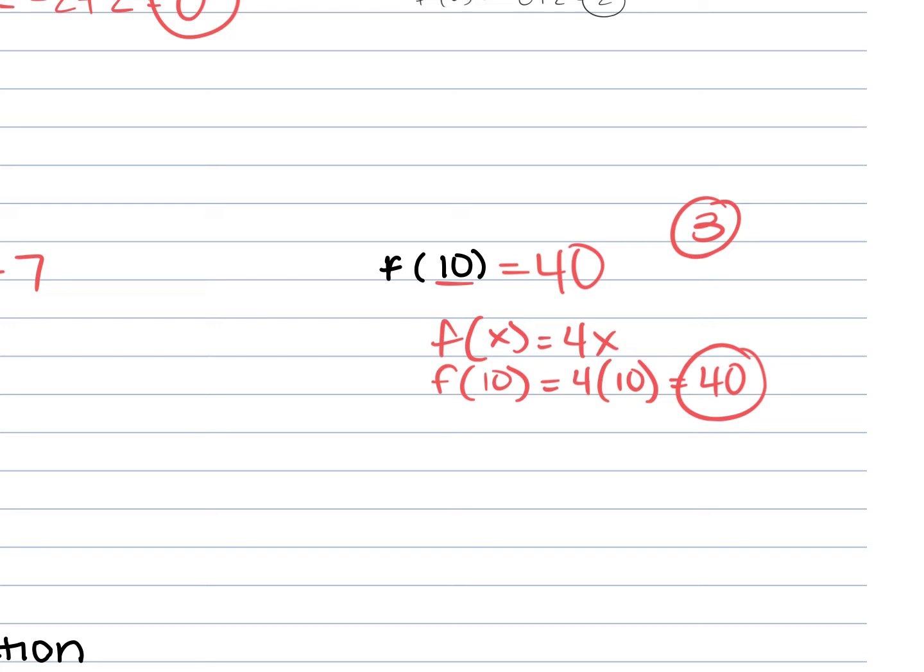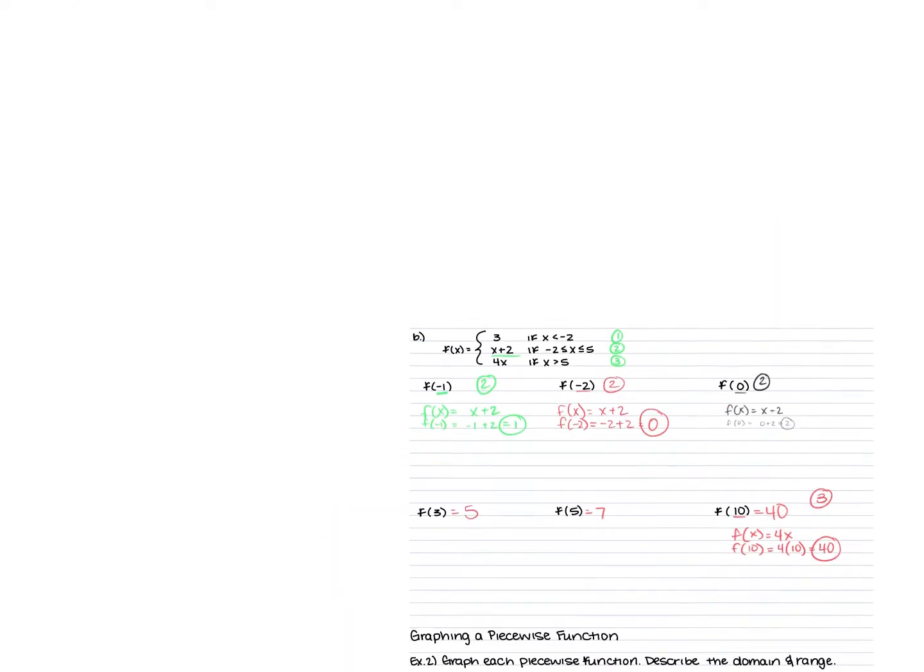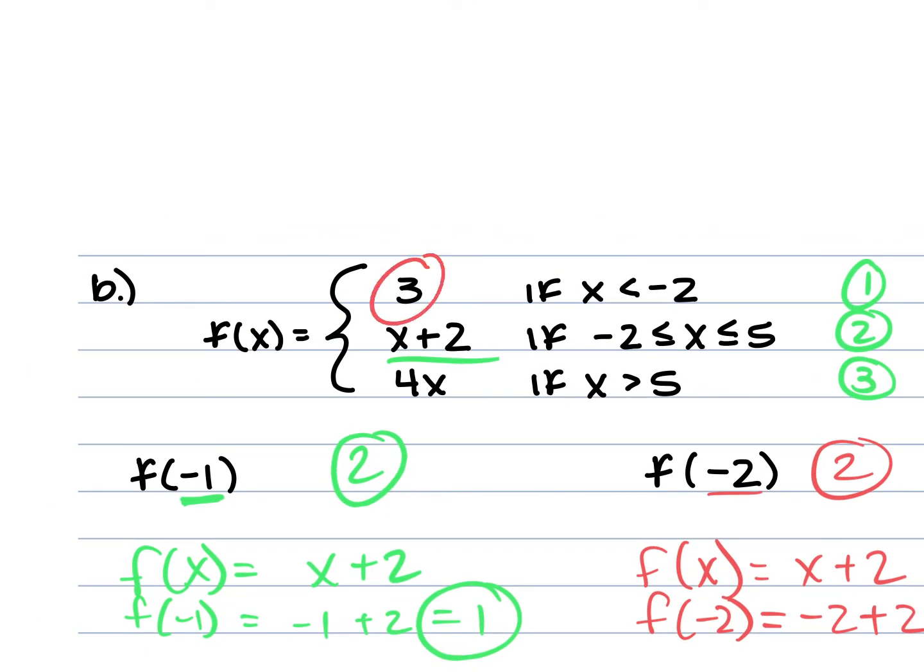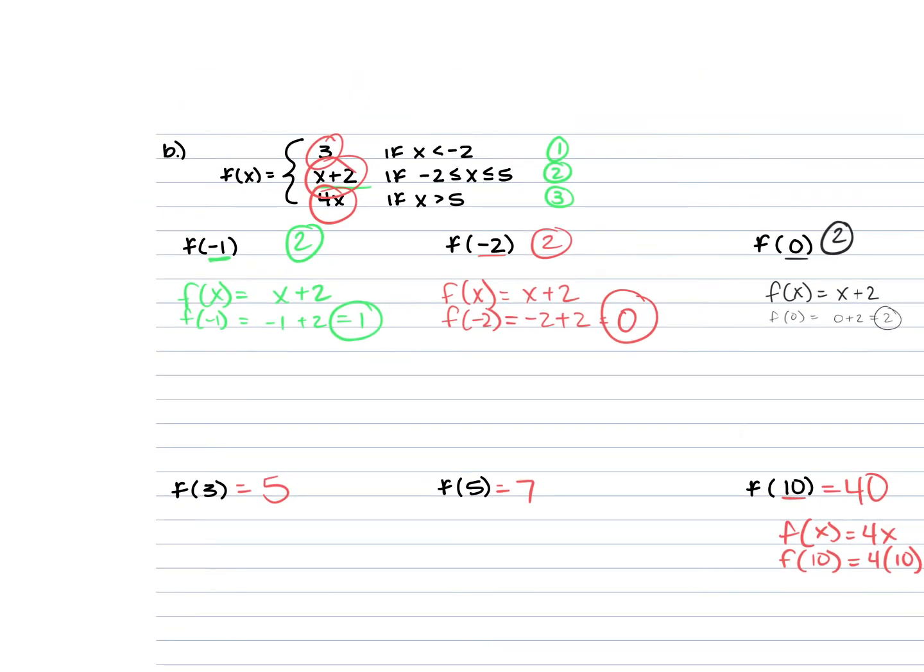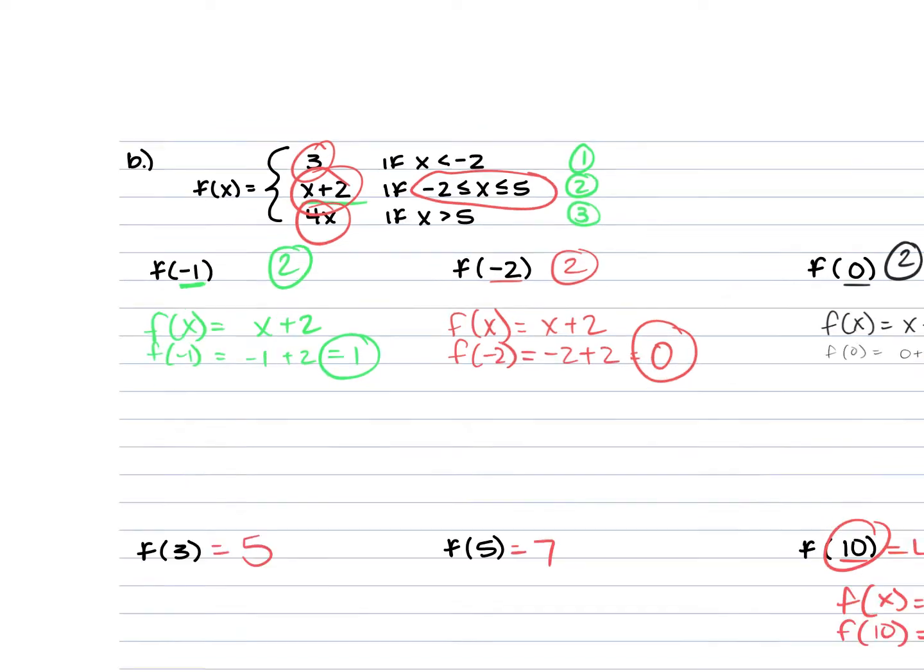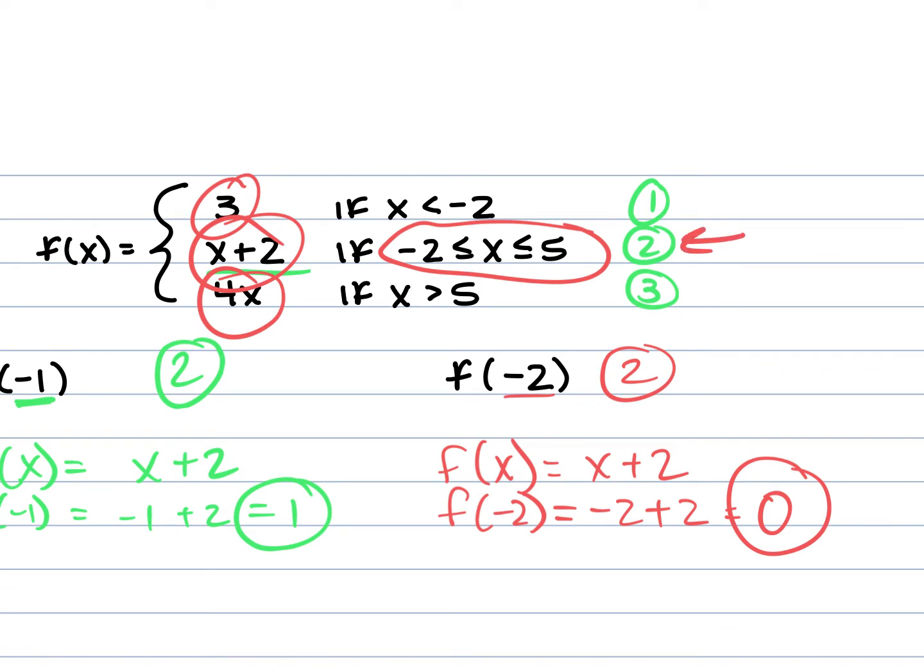Are we okay so far? Miguel, what's up? I'm just confused with x plus 2 and 4x. Yeah, so all of these are potentials for what your function could be, but it just depends on what your x value is. Every single one of these values was between negative 2 and 5, so they all belong to piece number 2. But once you try to access 10, 10 does not belong here.